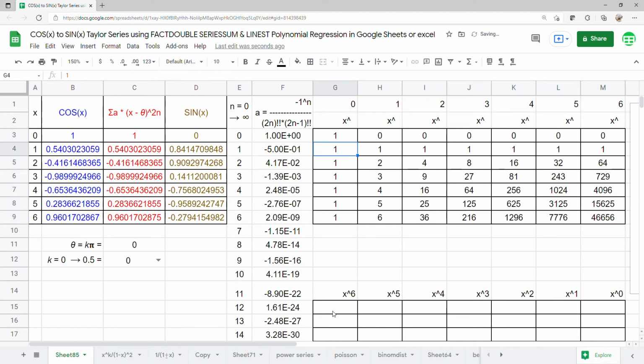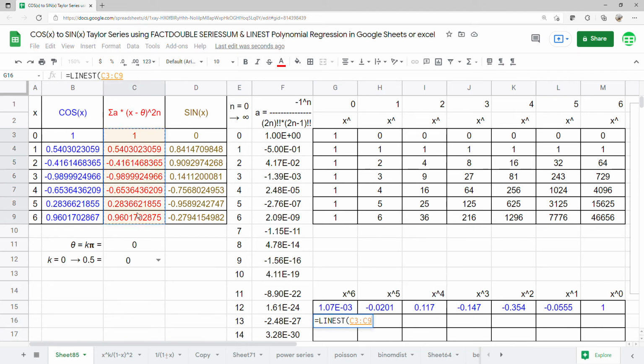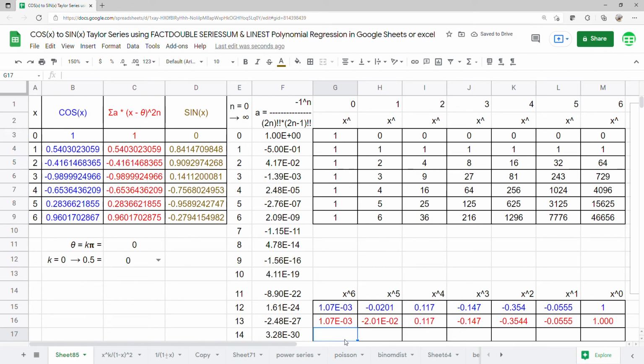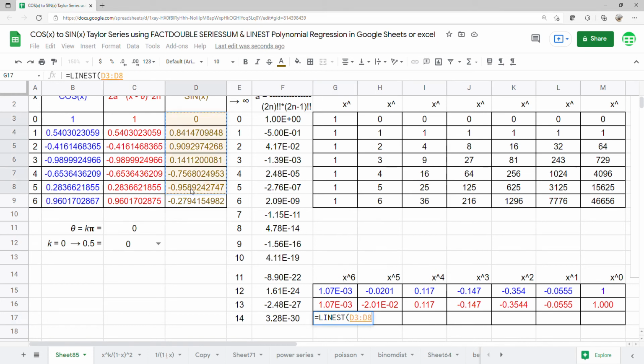And now we can use Linest, data y and data x. That's for the cosine in blue. Linest, data y and data x. That's for the expansion in red. And finally, Linest, data y and data x. That's for the sine function.